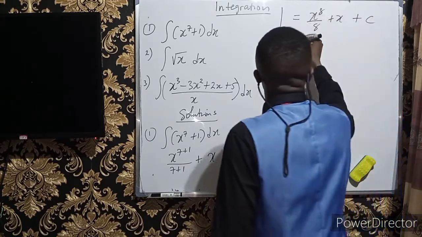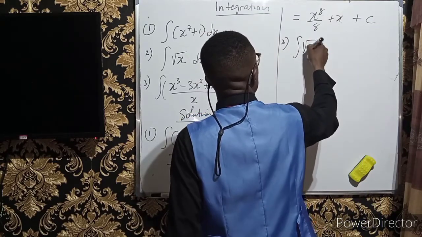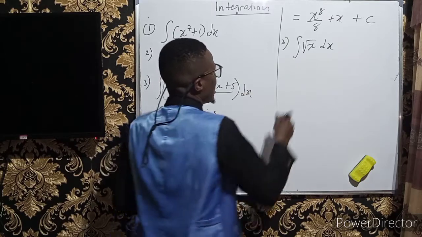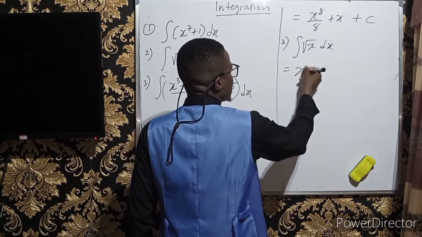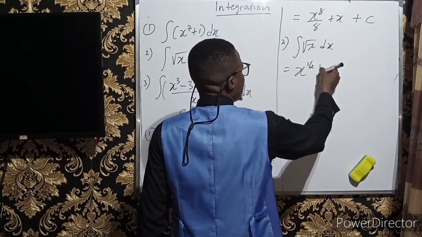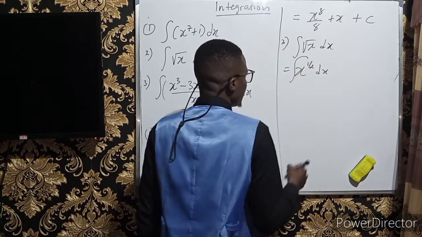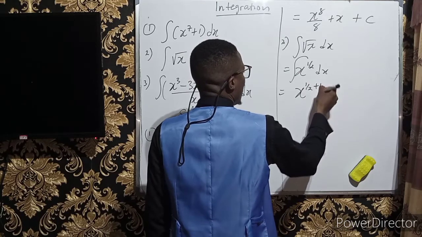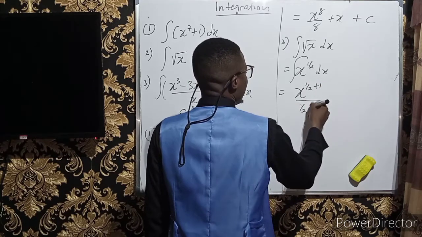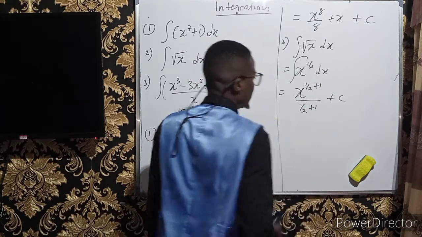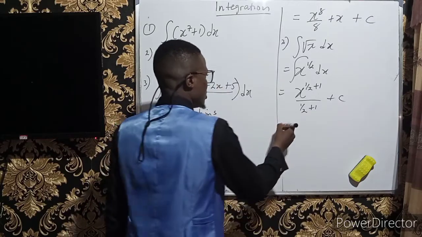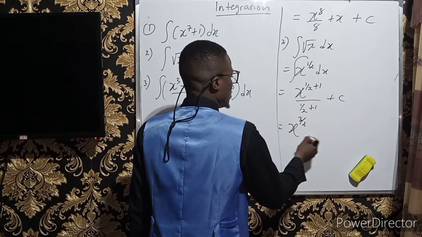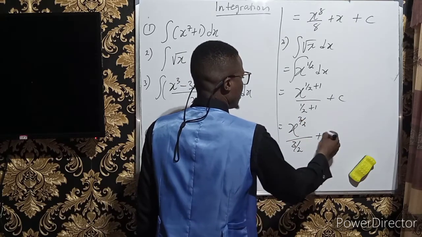So the second one will have the integral of root x dx. Now, root x can be seen as x power of half dx. And this is the same as x power of half plus 1 over half plus 1, then plus c, the constant of integration. This will now give us x power of half plus 1 is 3 over 2, over 3 over 2, then plus c.